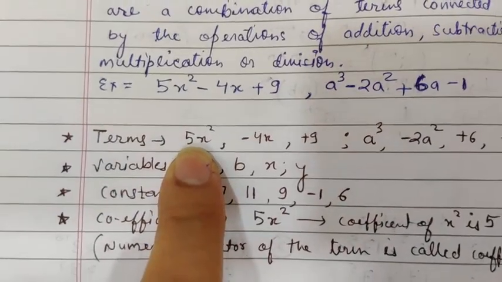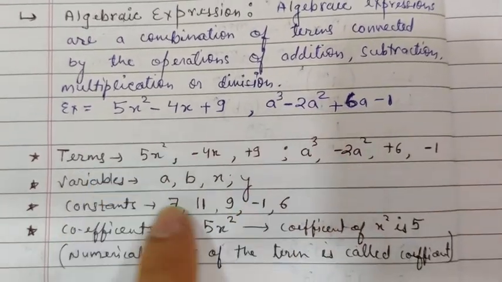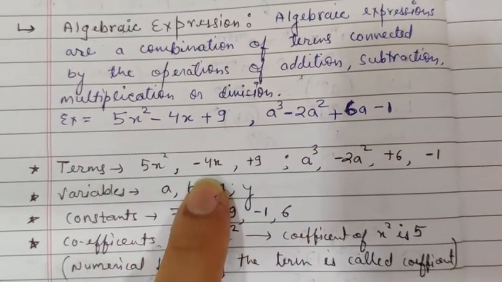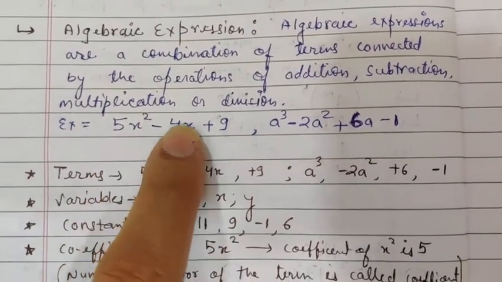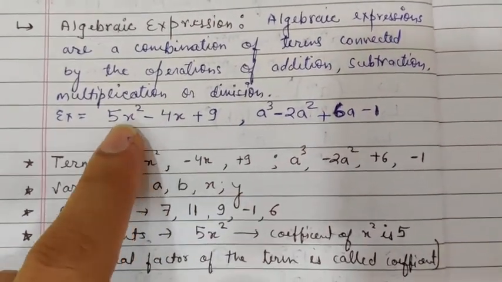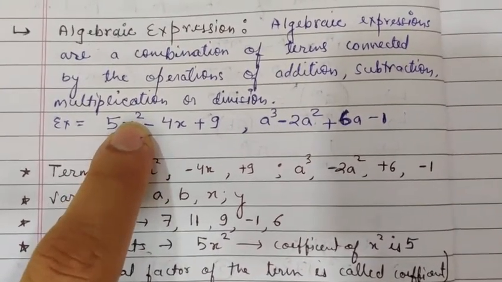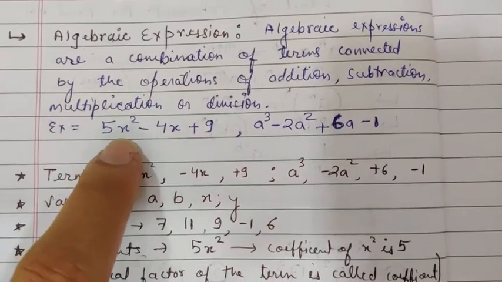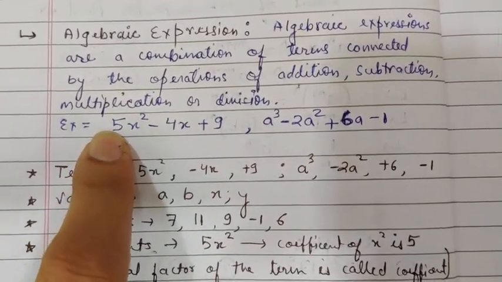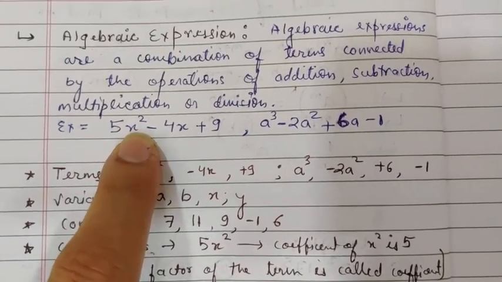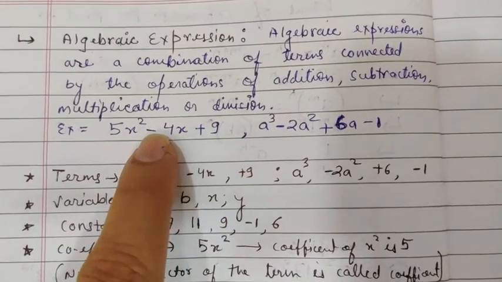You can see here I have written examples also. The example of an algebraic expression is 5x square minus 4x plus 9. So here we are using three terms. The first term is 5x square. 5x square itself is a term which has one number and one variable along with the power exponent. The second term is minus 4x.